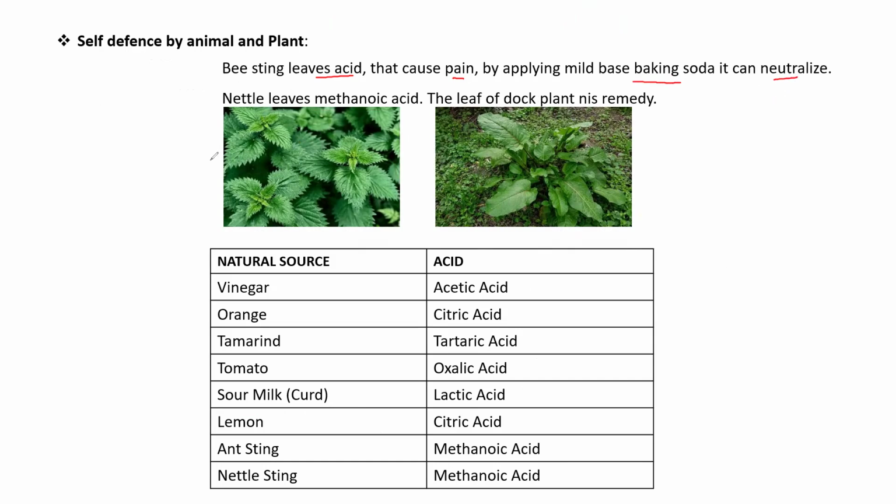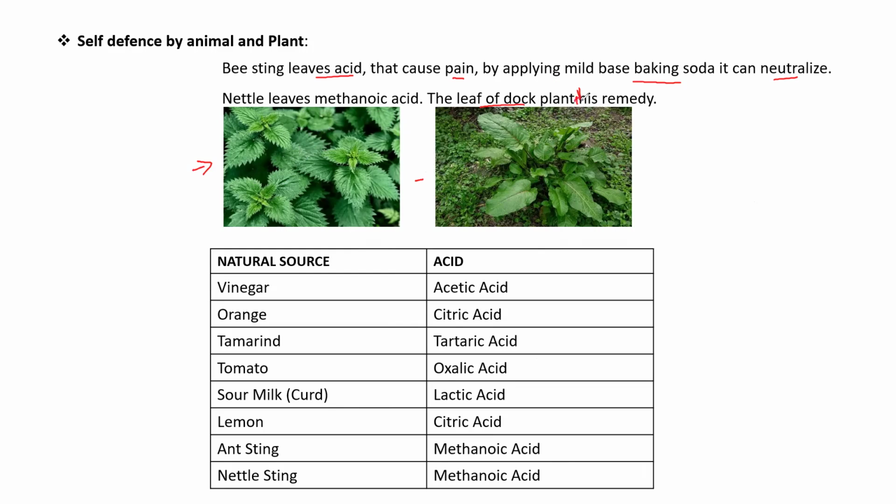And this is the nettle leaf, which is available in nature. If you touch it, we get methanoic acid, and due to that we get irritation. To neutralize this, if you apply the leaf of the dock plant, then we get relief. So these nettle leaves and dock plants are both available near each other in nature. So now here some substances are given.